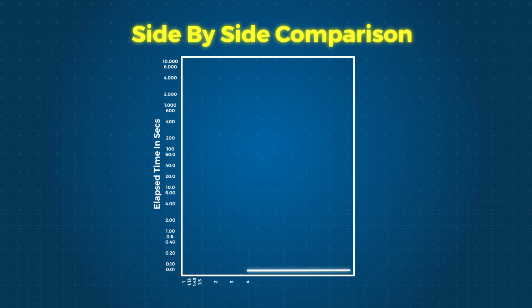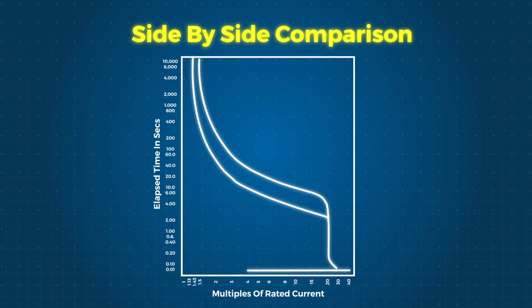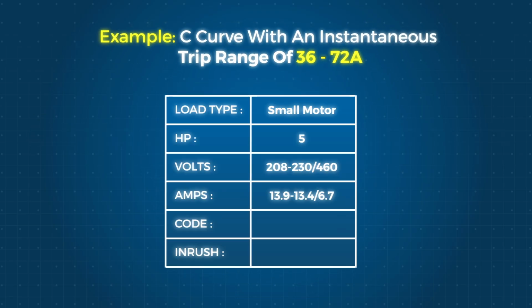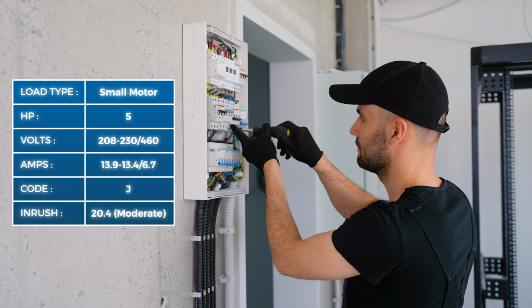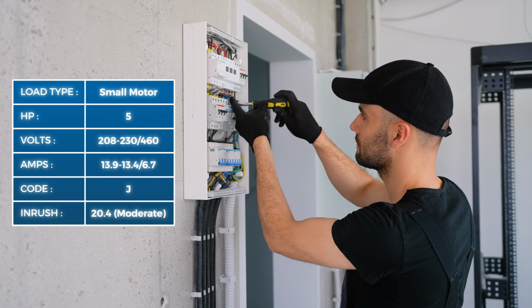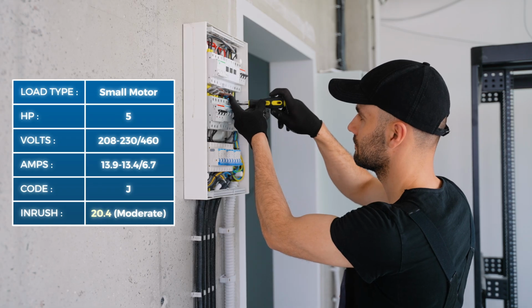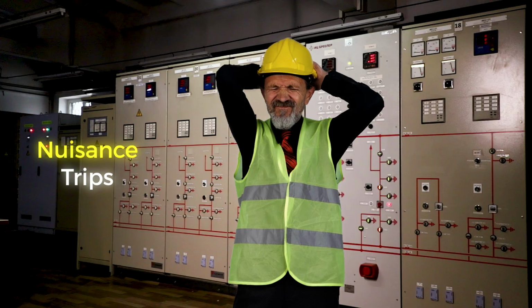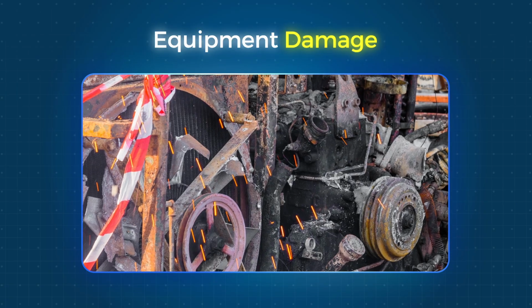Here's the side-by-side. Each curve gives you protection, but tailored to the load type and startup profile. When selecting an MCB, always check your load type and normal operating current. Match the trip curve to the inrush behavior of your equipment. It's one of the most overlooked and most important steps in control panel design. Choose the wrong curve and you risk nuisance trips, or worse, equipment damage.